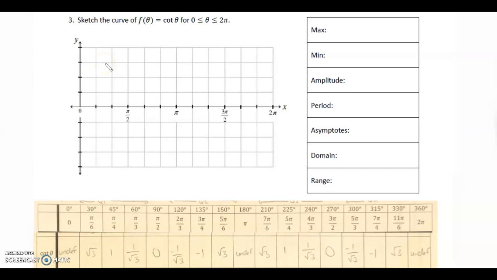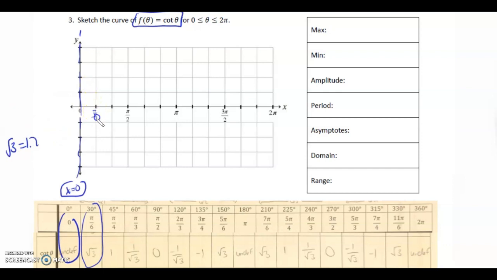All right, number 3, sketch the curve of f of theta equals cotangent theta on 0 to 2 pi. Okay, so here are our points for cotangent theta. So 0 and undefined means that there's a vertical asymptote, x equals 0. Okay, pi by 6 and root 3. So on the side, we can ask, what is root 3? Root 3 is like 1.7.